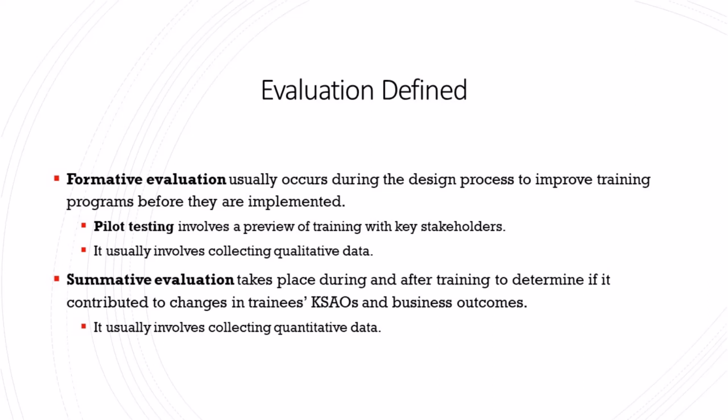Summative evaluation, on the other hand, occurs during training and after training. The goal is to determine if trainees changed in expected ways and whether the training had any impact on the company's goals. Did trainees learn a new skill? Did this new skill save the company any money? Summative evaluation usually produces numbers, quantitative data. Formative evaluation is used to form a training program, while summative evaluation is used to summarize its effects on trainees and the company.